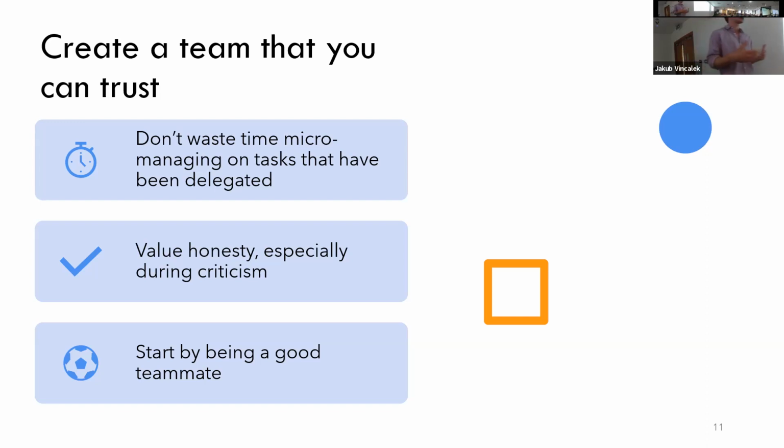And sometimes it can be really tough finding out how you can actually trust someone, especially if you haven't worked with them before. And I would say the best way to start is by being a good teammate yourself. So being trustworthy yourself, being honest with your team, and allowing that, again, pushing the project forward as best as you can.